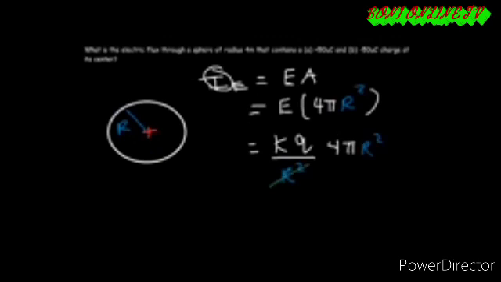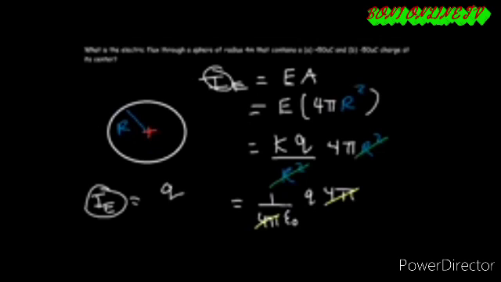So notice that we can cancel r squared. And K is 1 over 4 pi times epsilon sub naught. So we can also cancel the 4 pi. So therefore, the electric flux in the sphere is equal to the charge enclosed by the sphere divided by epsilon sub naught. This equation is basically associated with Gauss's law, which states that the electric flux is proportional to the charge enclosed by the object.